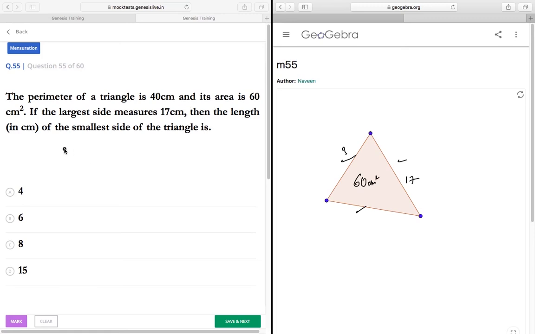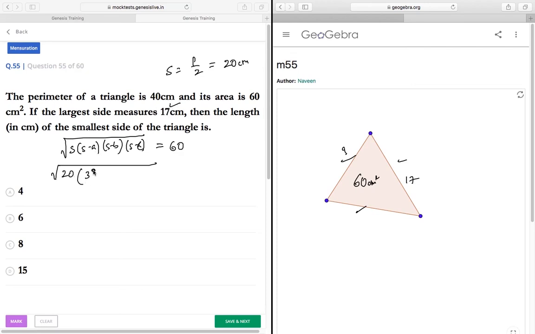Knowing the perimeter, for finding the area we have a formula, which is square root of s into s minus a into s minus b into s minus c, where a, b, c are the sides. Correct? I'm sure you know this, where s is equal to perimeter by 2, the semi-perimeter, which is nothing but 20 centimeters, and the area is 60. We'll substitute this. What is s? S is 20, and 20 minus a, I'll take 17 as a, so it's going to be 3. And then the other side, I will take it as b. But I will not keep c as c, I'll express c in terms of b.